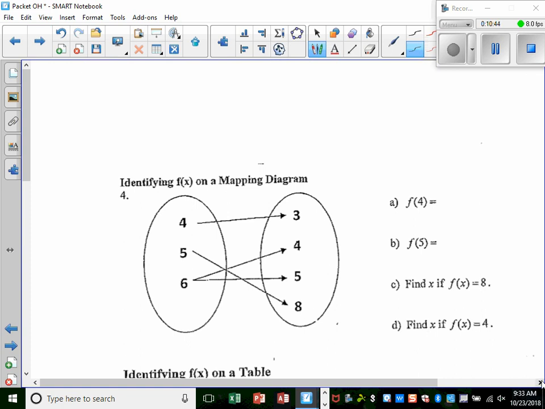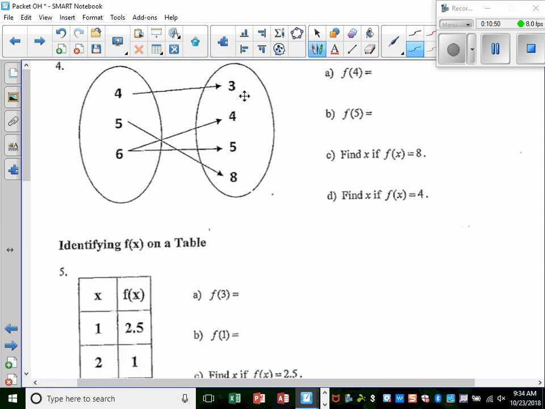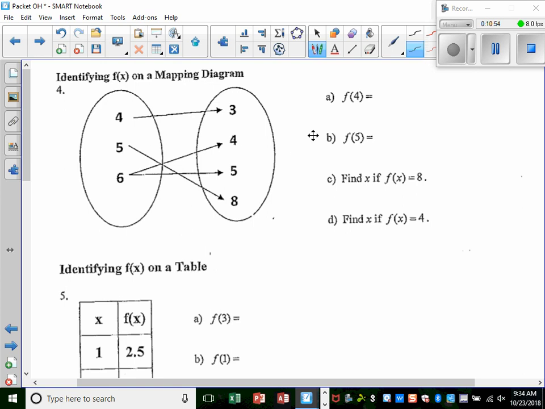All right, so let's move on to mapping. I'm going to do one of each type. We've done a graph where they're just coordinates. Now let's do a mapping and a table. It's very easy to follow a mapping. Here it says go where x is 4, which is right here, and it pairs up with what number? 3. Very easy to see on a map.